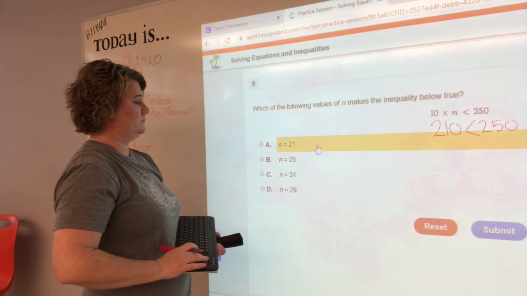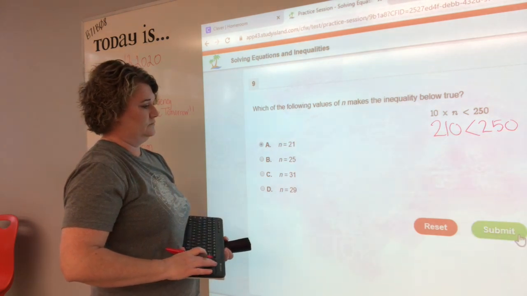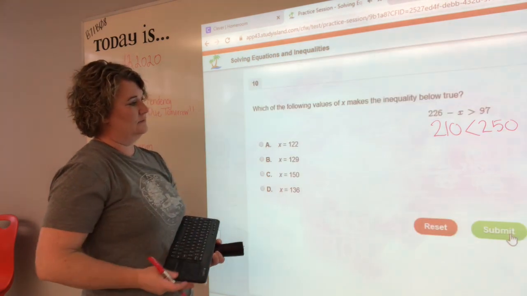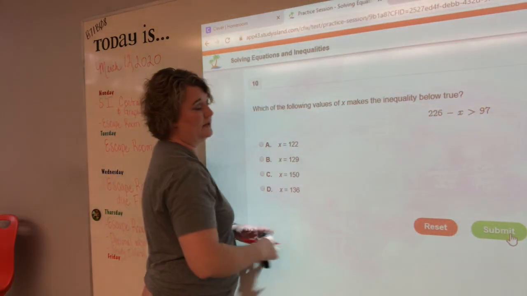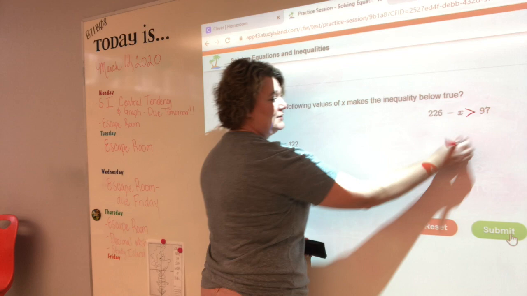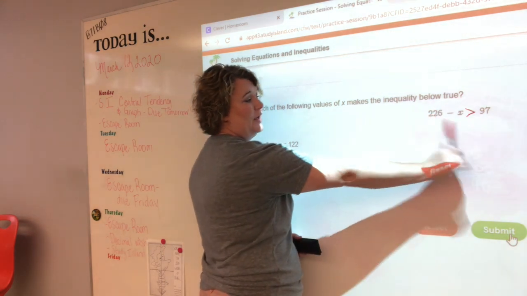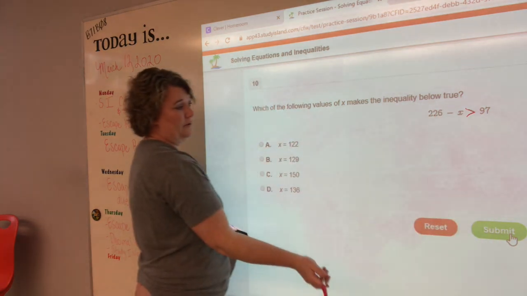One more. Yay. So far 100. Okay, now we're subtracting. That's the first time we've had a subtraction sign. And here's our greater than sign. So that means this side has to be bigger. This side has to be smaller.